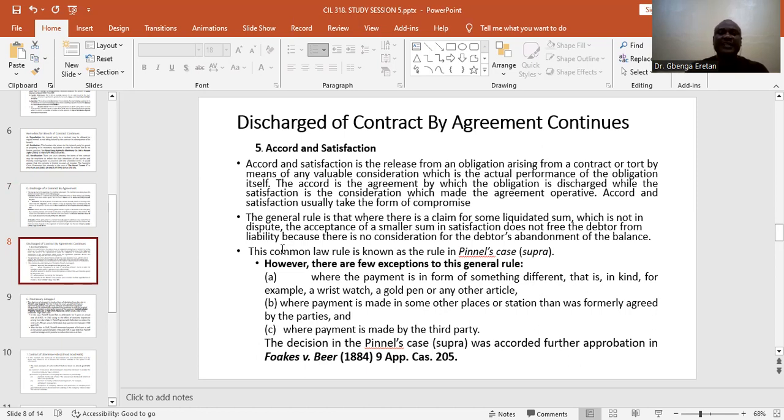In this case, the accord is the agreement reached by parties to accept a lower amount for a higher amount, while the satisfaction is the amount paid by the person who is owing the money.